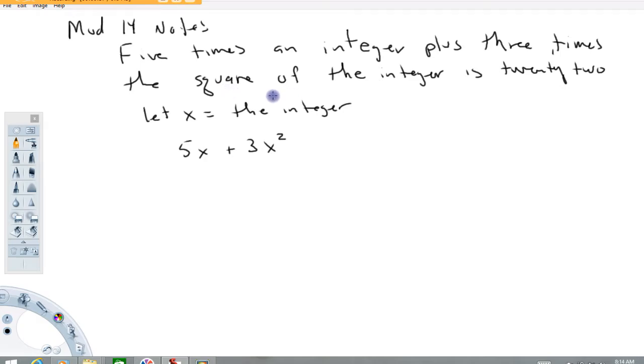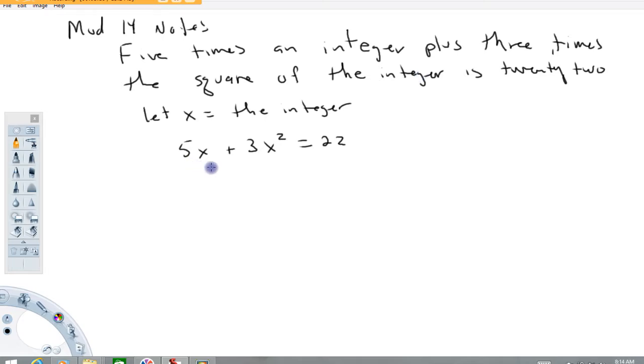All right, so of the integer is 22. So we got 5 times the integer plus 3 times the square of the integer is equal to 22. So there's the mathematical equation that comes from this sentence here. And now what we need to do is solve that for x.